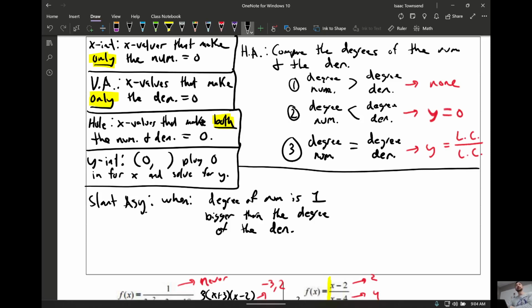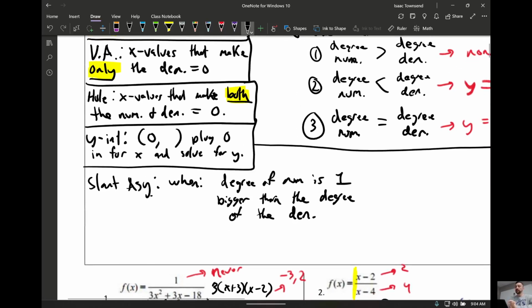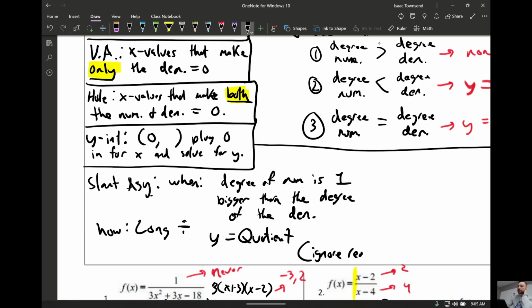But if the degree of the numerator is 1 bigger than the degree of the denominator, how you go about finding that is we have to do long division, part of why we reviewed that recently, and it's going to be y equals whatever the quotient is. So if there's a remainder, we ignore it. Ignore remainder. Remainder has no effect on the slant asymptote.